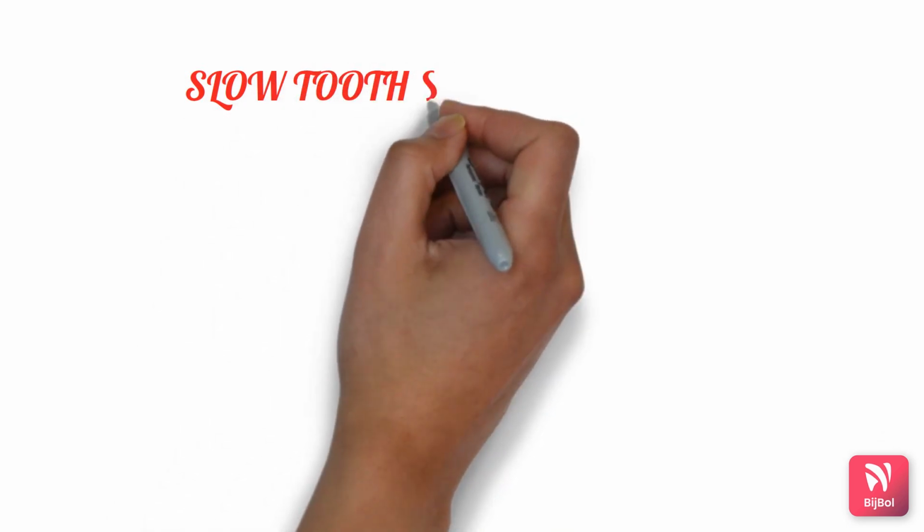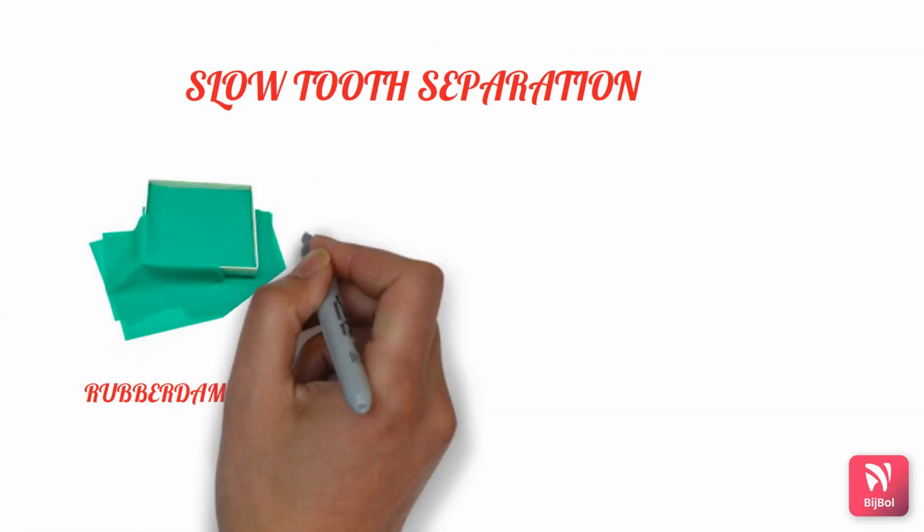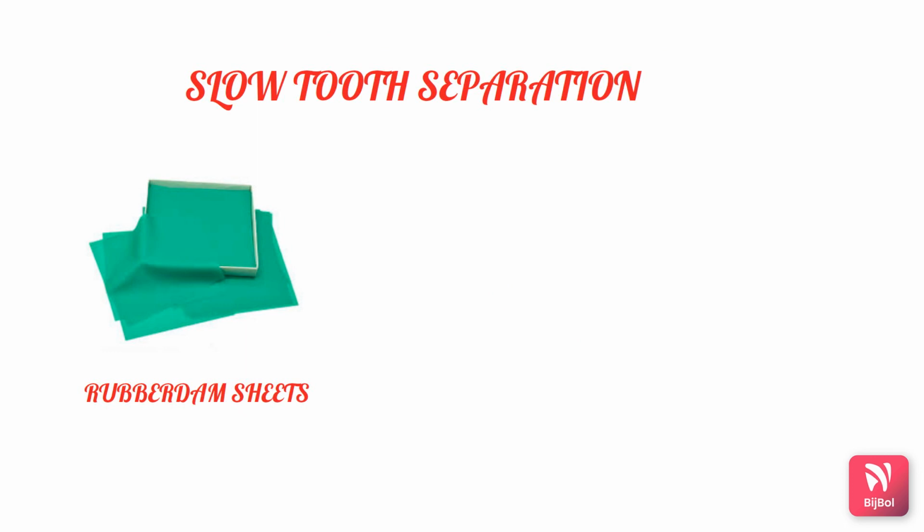Now we'll see the slow separation method. This employs a slow movement of the teeth over a period of several days or weeks. It is indicated when the teeth have tilted, drifted, or rotated to a considerable extent and rapid separation is not useful. That can be achieved by rubber dam sheets. It is a small piece of heavy or extra heavy rubber dam sheet which can be stretched and positioned in the contact area between the teeth, and the separation occurs due to the thickness of the sheet.